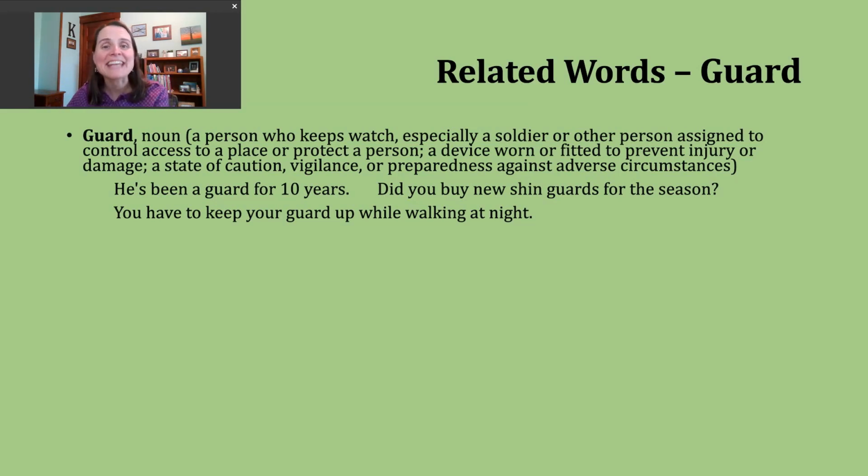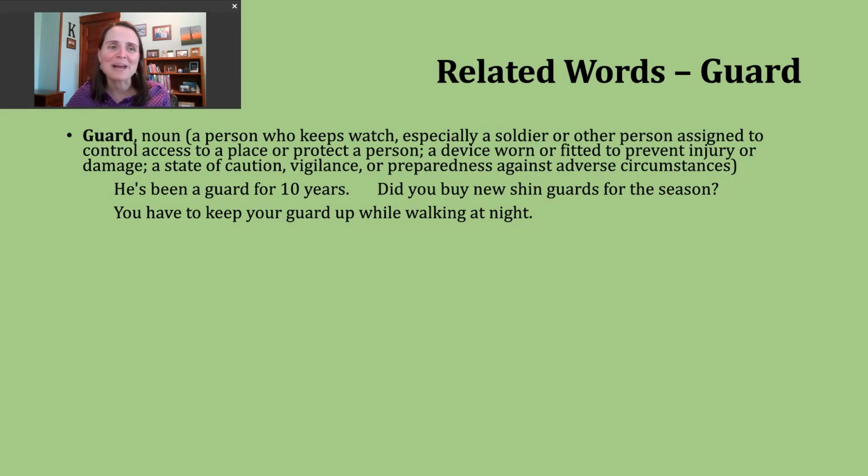A second way the noun guard gets used is to talk about a device that is worn or placed in a particular area in order to prevent injury or damage. Okay. Let's use an example from soccer or what's known internationally as football. You might hear someone ask, did you buy new shin guards for the season? Right? This is commonly a piece of plastic that protects one's legs from being kicked or maybe really hard shots or passes. It prevents bruising and other injuries on the front part of our bottom legs, our shins. Okay?